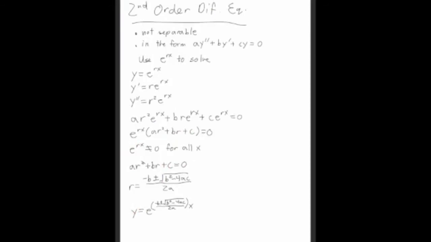c. So solving second order differential equations, these aren't separable either, and they're in the form a times y double prime plus b times y prime plus cy is equal to 0. So we can use e to the rx to solve this, to turn it into a quadratic equation. So we just assume that y is equal to e to the rx. We're trying to figure out what r is.